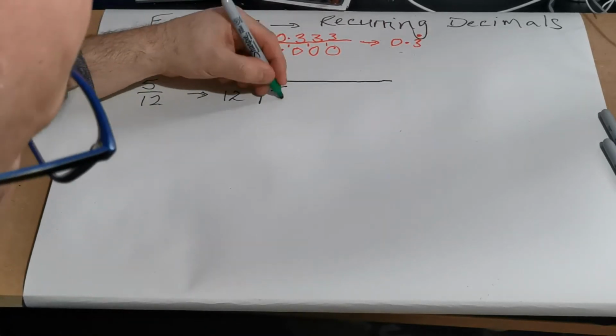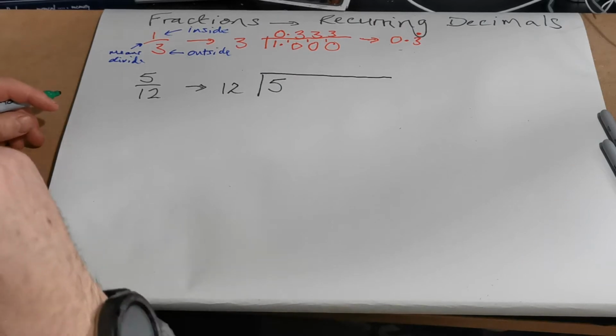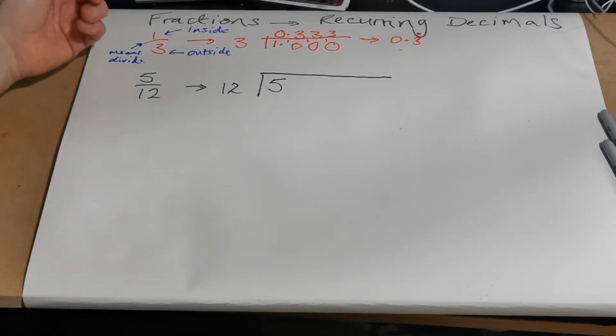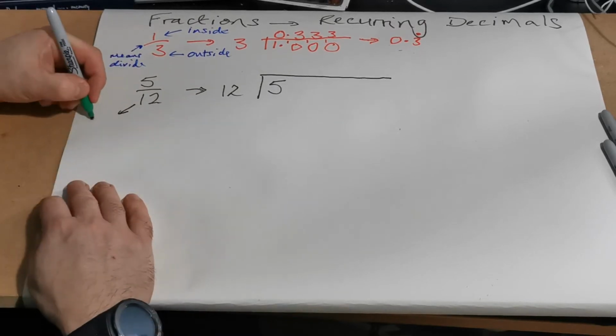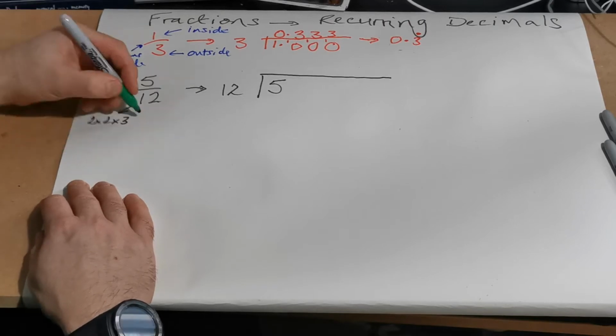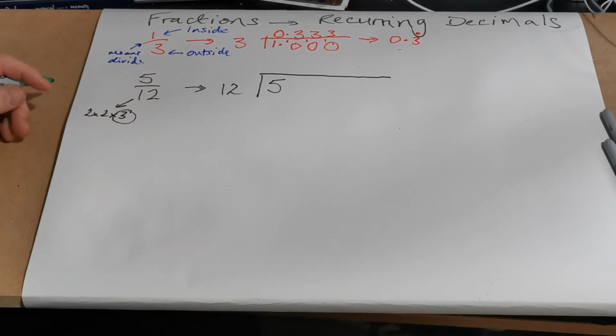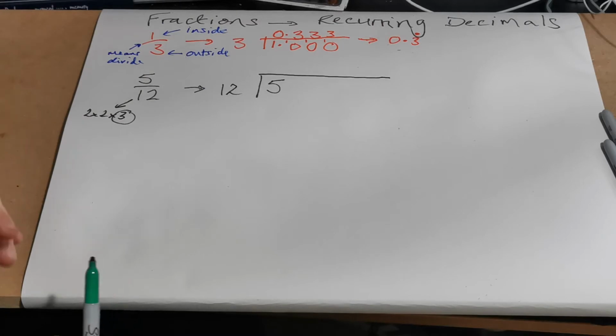twelves into 5. And I already know that it's going to come out as a recurring decimal, because in an earlier video I spoke about this denominator being so key. Because this is 2 times 2 times 3, I know that the 3 makes it come out as a recurring decimal, remembering that it would only have to be made up of 2s and 5s for it not to be recurring. So you can imagine most fractions come out as recurring decimals.